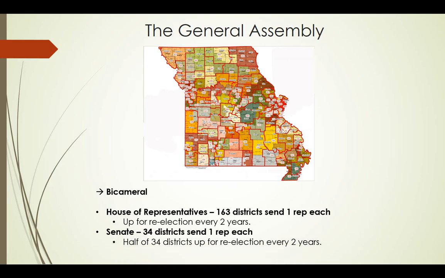And you can compare that to the Missouri Senate. Now, the Missouri Senate has 34 districts, meaning we split up Missouri into 34 different sections of the state, and each section sends one representative. And what happens is, one half of these 34 districts are up for re-election every 2 years. The other half is up for re-election in the other two, so that means if you serve in the Senate, you are serving a 4-year term.